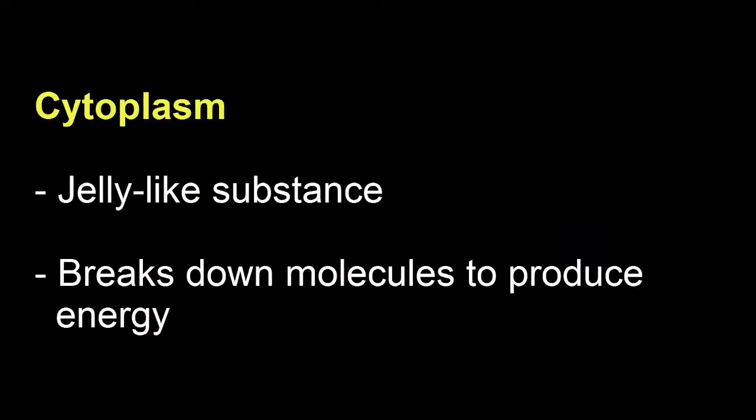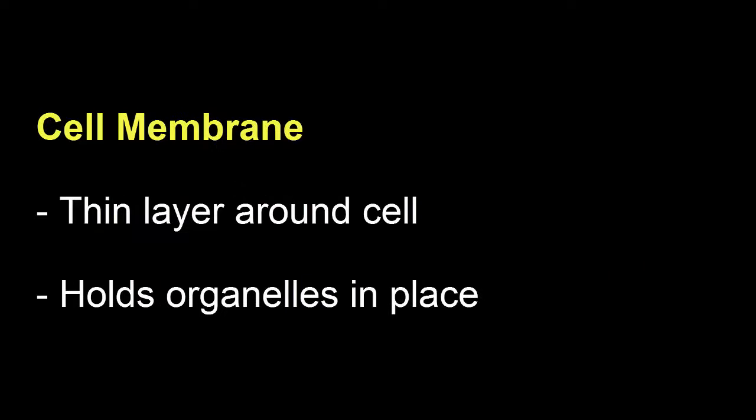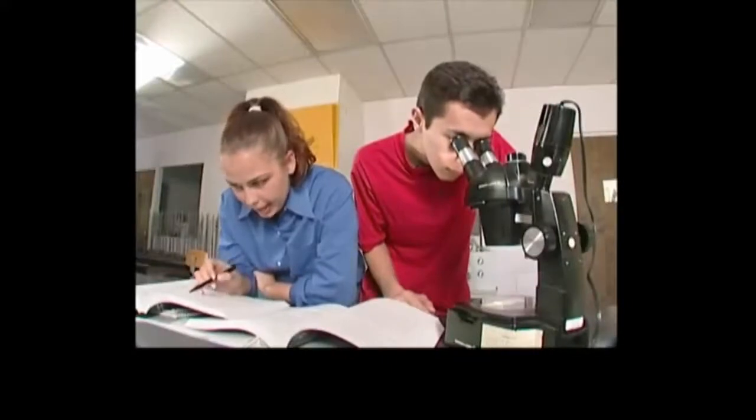The cytoplasm is the jelly-like substance where molecules are broken down to produce energy and other molecules are built up. Yeah, the cell membrane is a thin layer around the cell which holds the cytoplasm and all the organelles in place. Well, I'm obviously not an organelle. How did I pass through the membrane without ripping it? Well, according to my book, it's because cell membranes are semi-permeable.